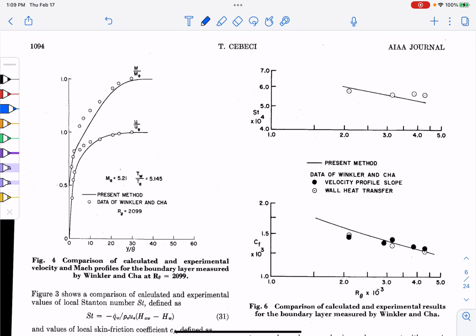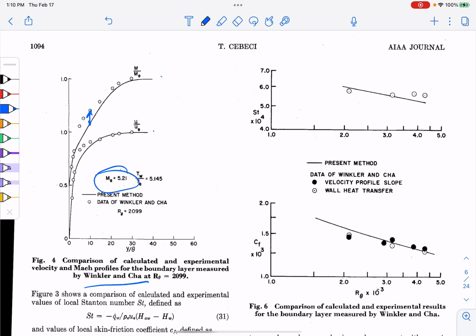Here's calculated experimental velocity and Mach profiles for another boundary layer, Winkler and Shaw. So there's 3 experiments so far. This one has a direct velocity measurement and Mach number. Now you can see this comparison is not as good as the previous ones, still normalized by a thickness. And in this region here, you can see there's starting to get appreciable error.